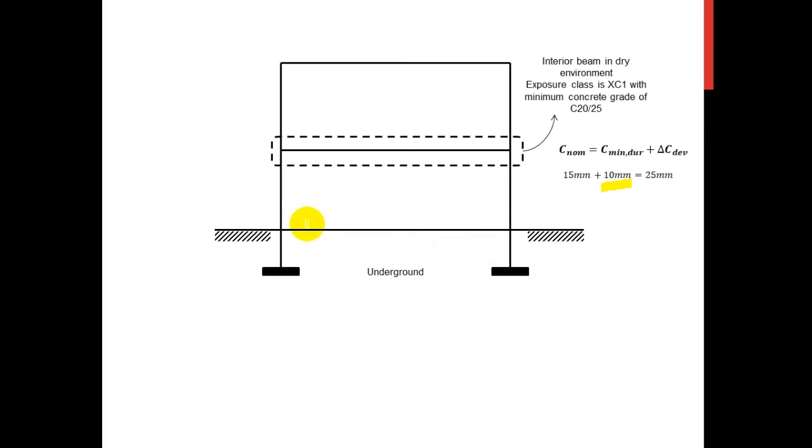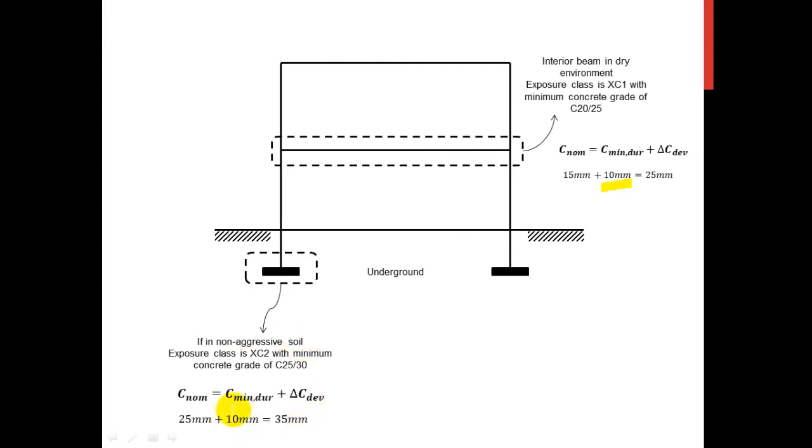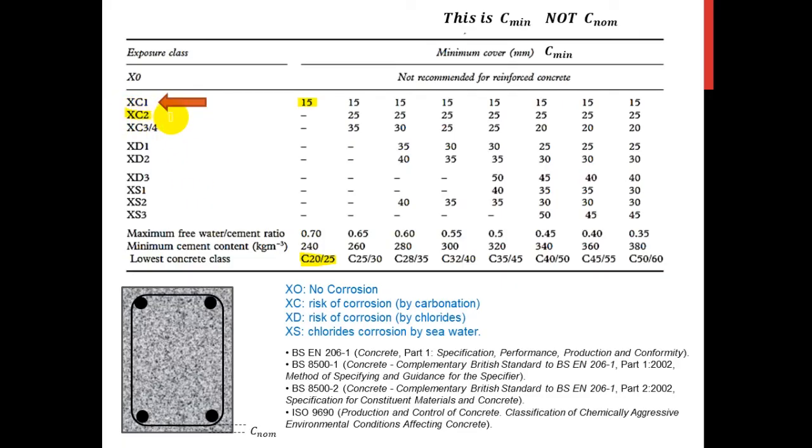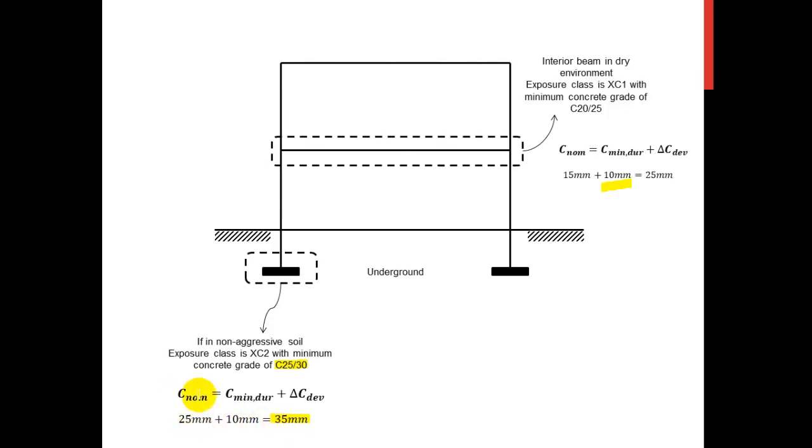But first of all, let's look at the footing below, this one here. If the soil is not aggressive, from the same table we can select subclass XC2 for non-aggressive soil. The minimum concrete grade will be C25 if you check that table. So here's the XC2, and the minimum cover is 25, and the lowest concrete class that must be used is the C25/30. Right. So the nominal cover required in this case is 35 millimeter.